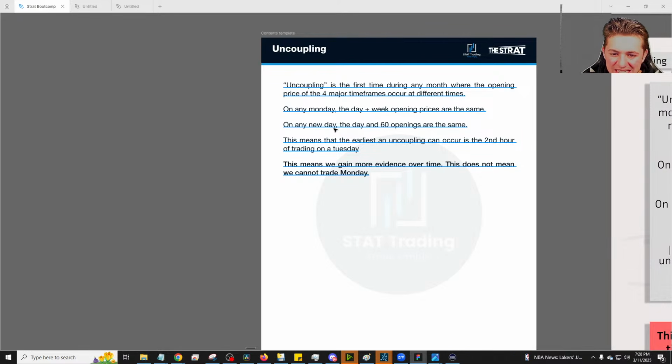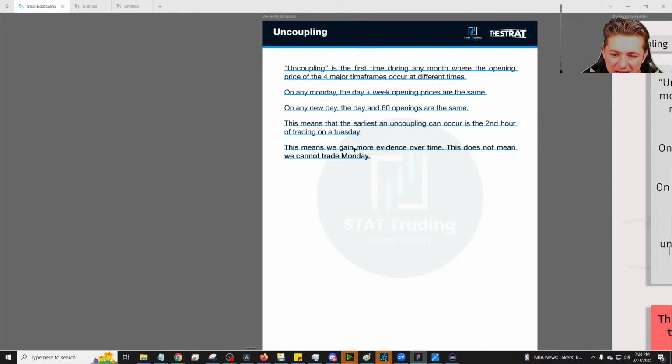On any new trading day, the day and the 60 opens are the same price, occurring at the same time. What this means is the earliest an uncoupling can occur, where we separate all the 4 major opens, is the second hour of trading on a Tuesday. This also tells us we gain more evidence over time. This does not mean we cannot trade on a Monday.